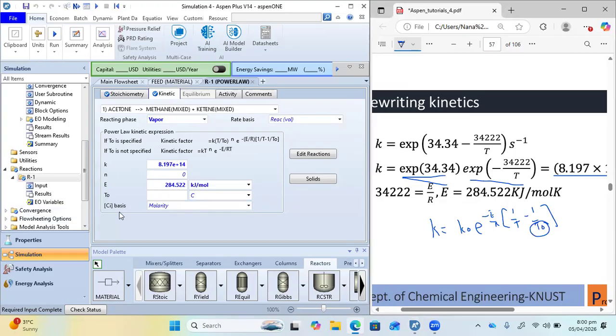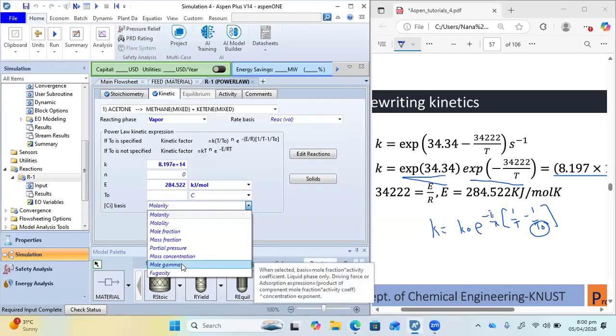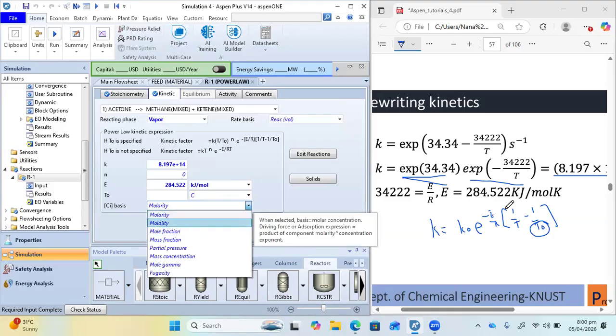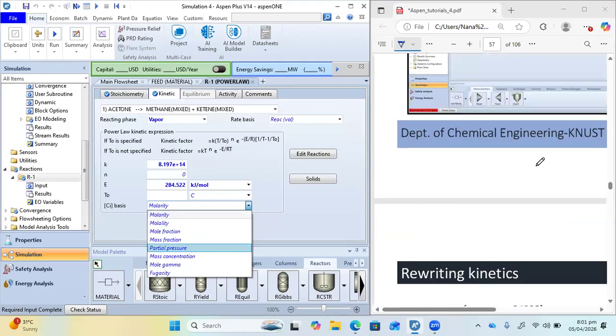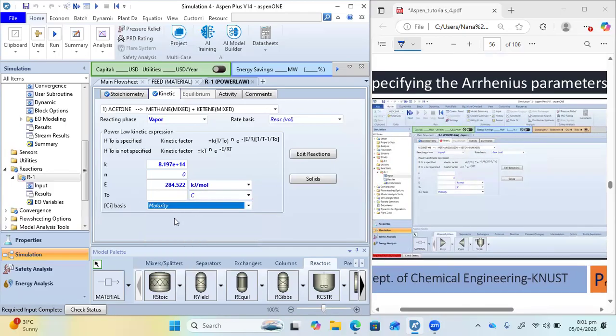And the other thing we'll say is that we see the CI basis here. Is our rate equation on the basis of concentration, molarity, or is it partial pressure, or mole fraction, or mass concentration, or fugacity? So what is our basis? For this particular question, it's going to be on the basis of molarity, the concentration. So that should be fine. But you can have situations where it's based on partial pressure, especially if you're dealing with gas phase reactions and there's pressure change here and there, right? So we can keep the molarity. So we are done with the specifications.